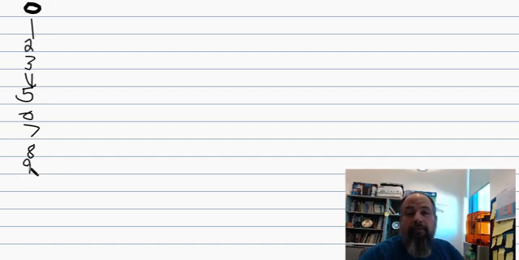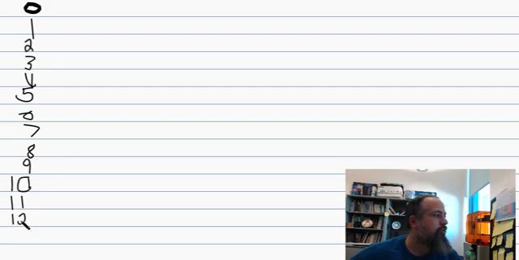Now, at this point, we're out of digits. Because it's decimal, base 10, there are 10 digits, 0 through 9. So how do we represent the next number once we run out of digits? We put a 1 in the tens place and then a 0 in the ones place, right? And then a 1 in the tens place and a 1 in the ones place. And you get the idea because you've all counted before, right?